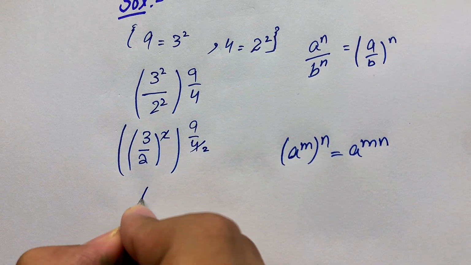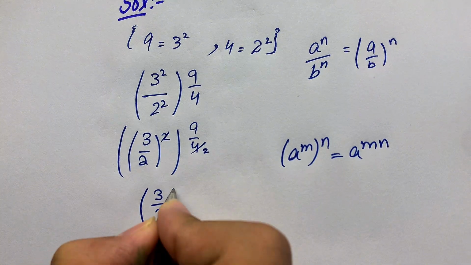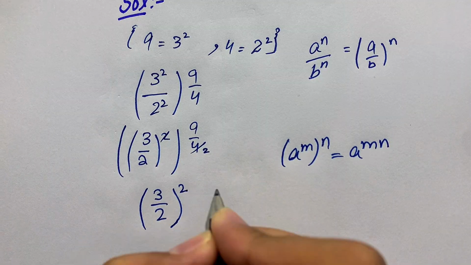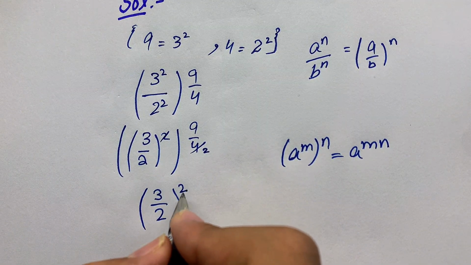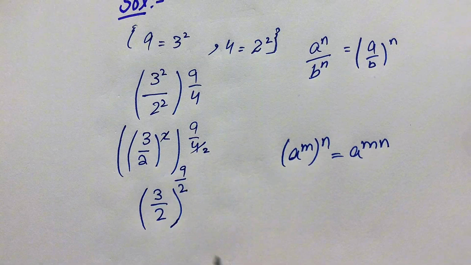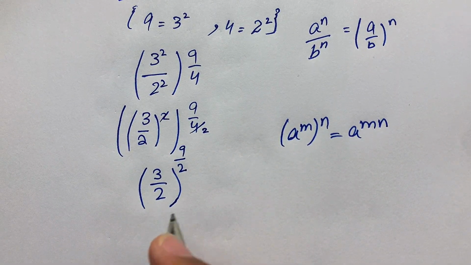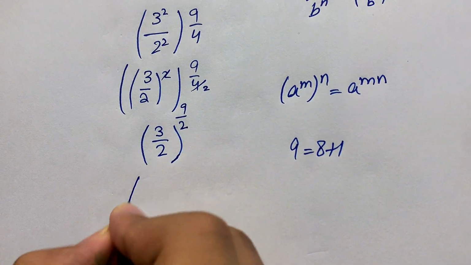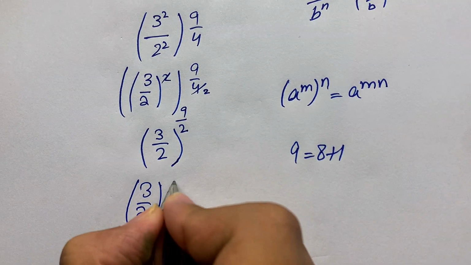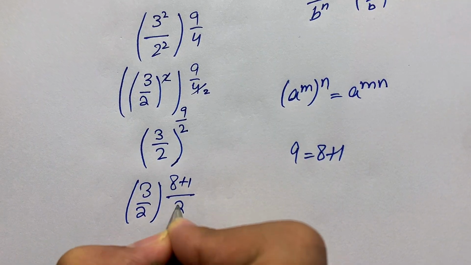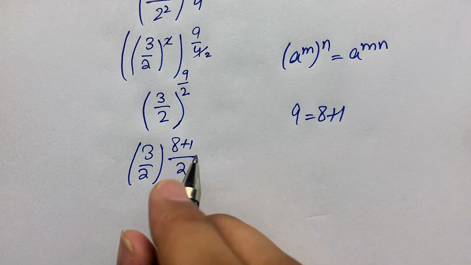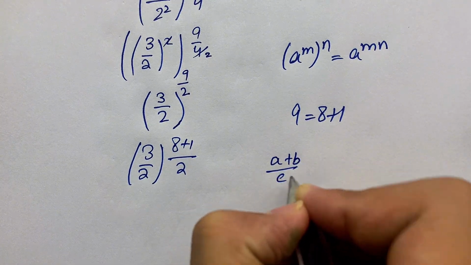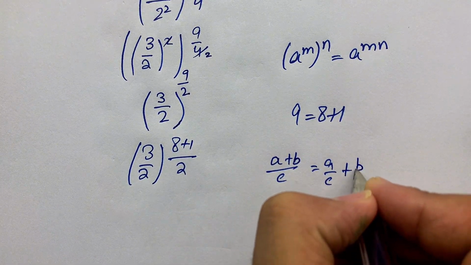In next, this will be (3/2) to the power of 2 divided by 9, so 9/2. As we know that 9 is equal to 8 plus 1, this will be 3/2 into the power (8+1)/2. And now we use this formula: (a+b)/c is equal to a/c plus b/c.